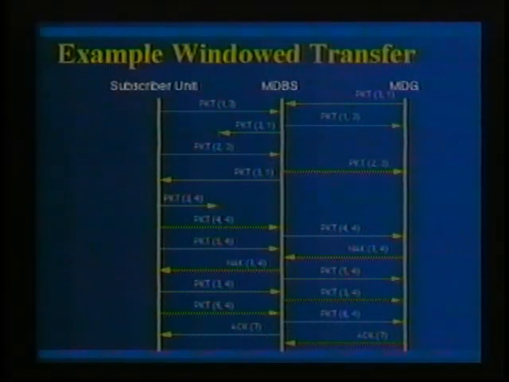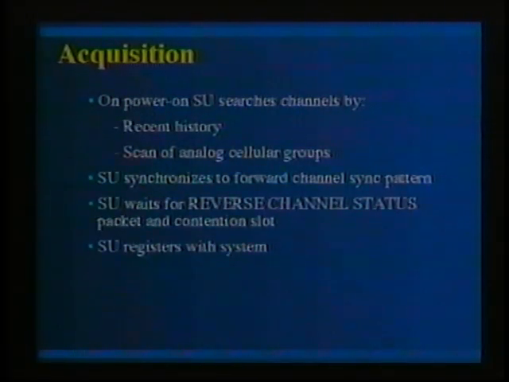The MDG sends a negative acknowledgement saying, hey, I'm expecting packet 3. The next packet I saw was packet 4. This goes to the subscriber unit, which by this time has already transmitted packet 5. The subscriber unit retransmits packet 3. It knows it doesn't have to retransmit packet 4. It transmits the next packet in sequence, which is packet 6. And the MDG, which is happy now, sends an acknowledgement saying the next packet I'm seeing is packet 7. So that shows how the basic flow of data is performed within the system.